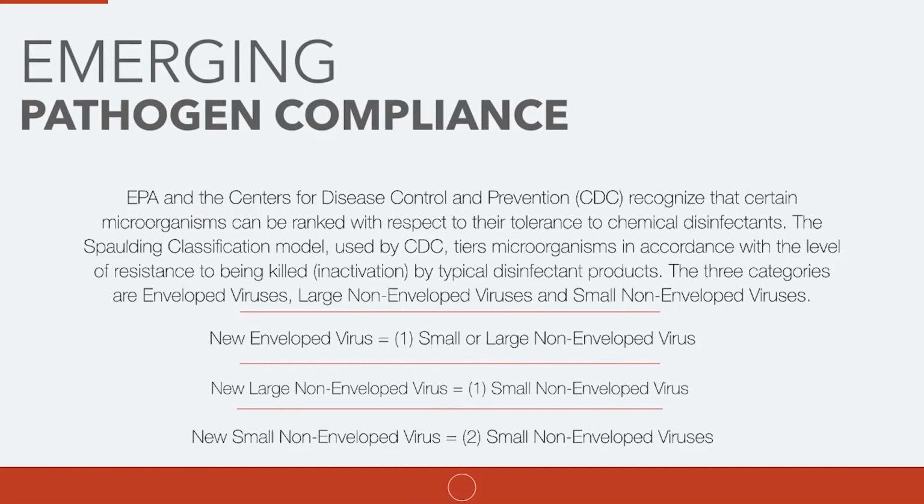And then if you do have an emergence of a new small non-enveloped virus, there is nothing more difficult to kill in terms of viruses. So the Emerging Pathogen Compliance Guidance would tell you to use a product that has two small non-enveloped virus claims to make the assumption that it can also work against this new emerging small non-enveloped virus. In the end, the Emerging Pathogen Compliance Guidance allows us to have comfort that what we're using works as long as the product that you are using has the appropriate guidance in the master label, and has been approved by the EPA to kill something that is more difficult than what we're considering here today.